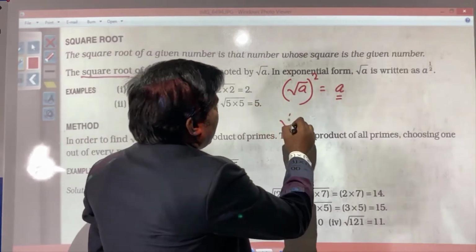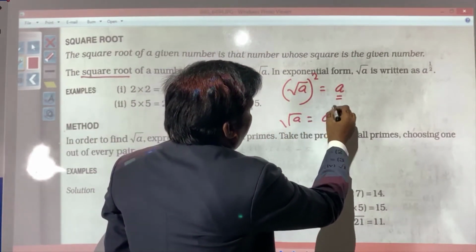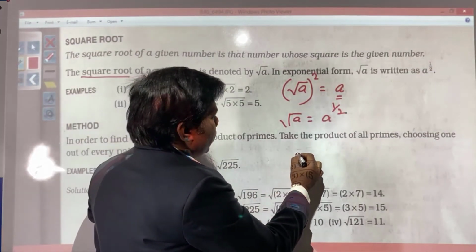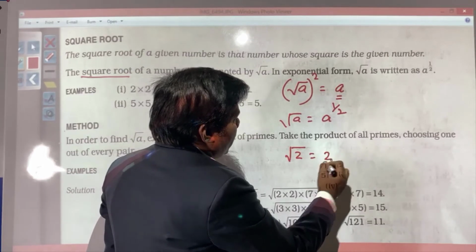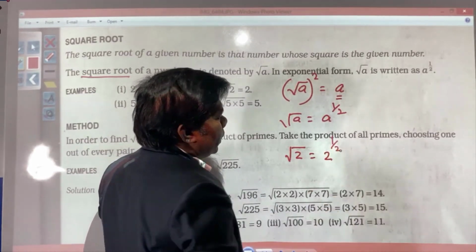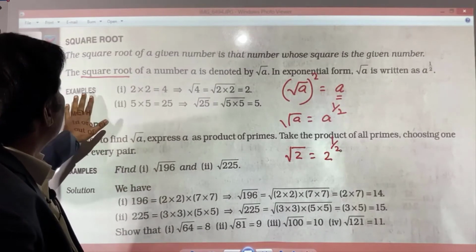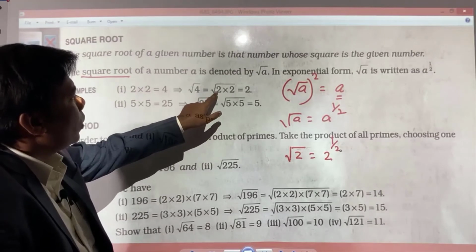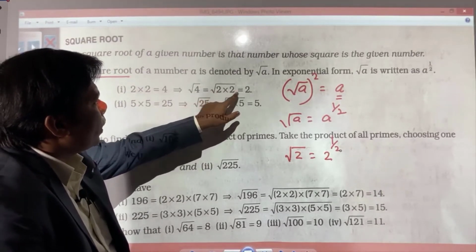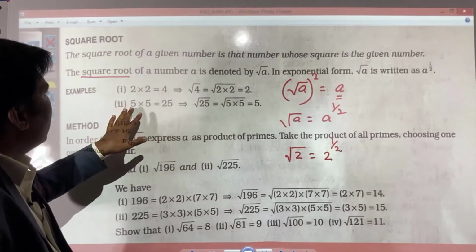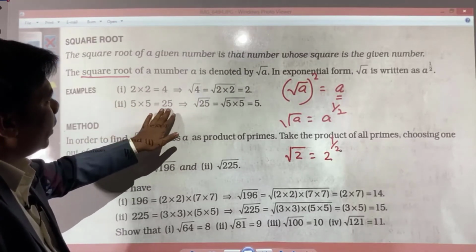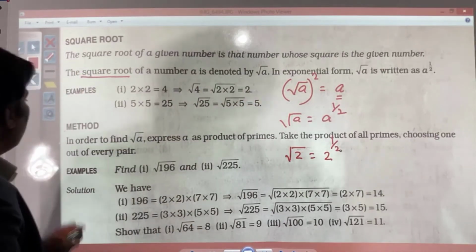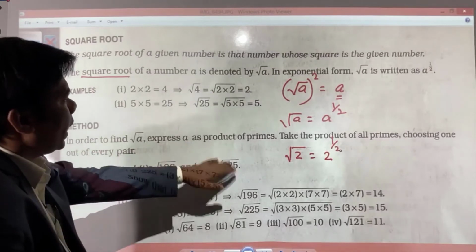This root a can be written as a to the power 1 by 2. This you need to remember. So if any number you have, suppose square root 2, that will be written as 2 to the power 1 by 2. This you need to know. Examples have been given. 2 into 2 is equal to 4, and square root of 4 is equal to square root of 2 into 2, it means 2. In the same way, 5 into 5 can be written as 25, and square root of 25 is equal to 5.